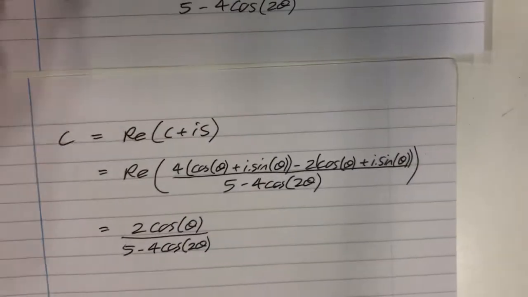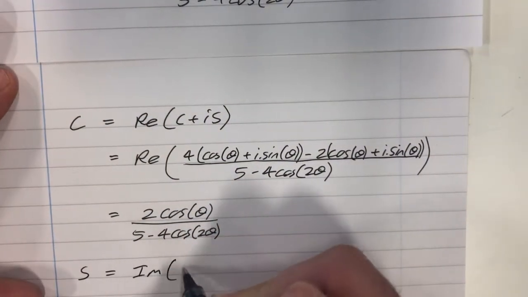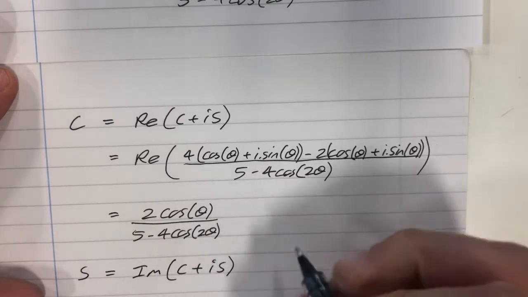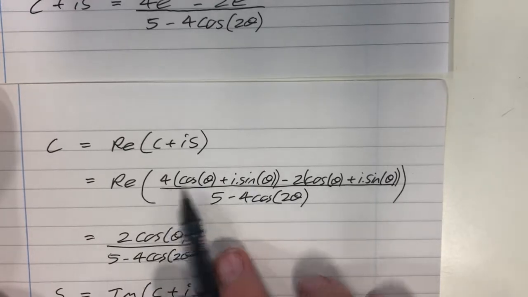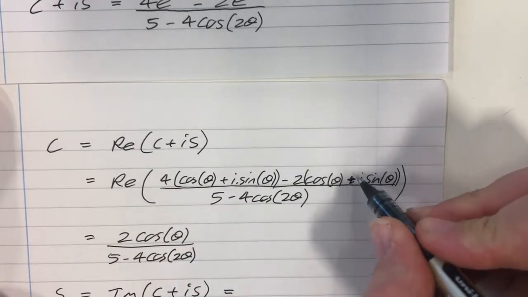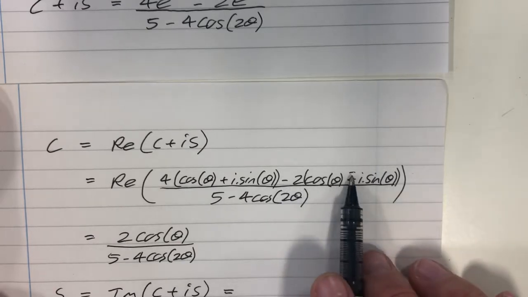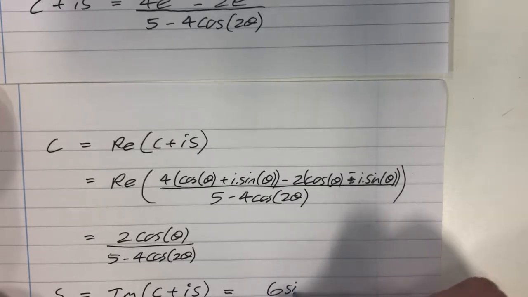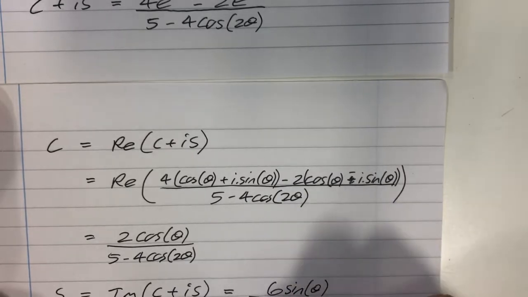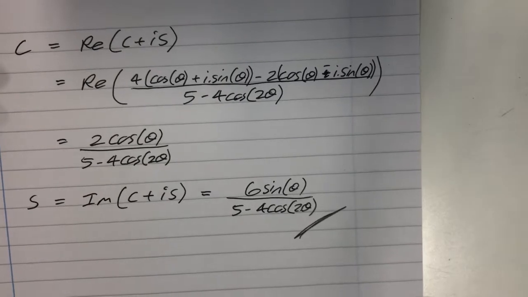Similar situation for S. S is obviously the imaginary part of C plus iS. So that is going to be 4 sine theta there. And, oops, sorry, that's a minus, isn't it? Minus 2 times minus there gives a positive, so that's actually 6 sine of theta. Divided by that real denominator, 5 minus 4 cos 2 theta. And there's my expression for S.